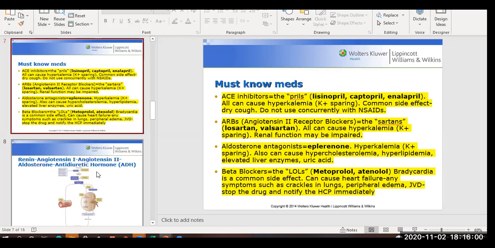Aldosterone antagonists, there's one, eplerenone, and that one is also prone to causing hyperkalemia. But that one can cause hypercholesterolemia, can raise your cholesterol, can raise your lipid levels, and it can elevate your liver enzymes and uric acid. That's what you need to know about those three classifications of meds, right? Period. Then you have your beta blockers.